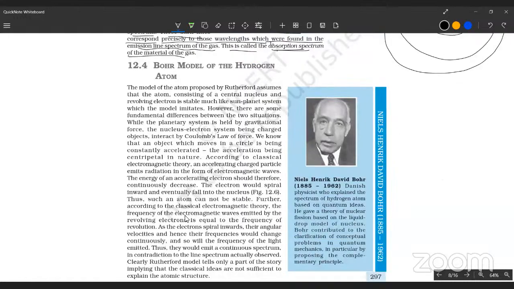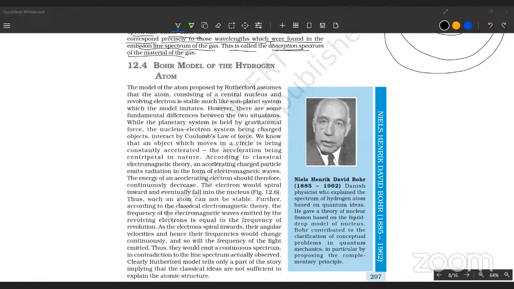Bohr's model of the hydrogen atom. Now we have discussed what the shortcomings or problems in the Rutherford model are. Rutherford said that the electrons revolve around the nucleus, like planets revolve around the sun.